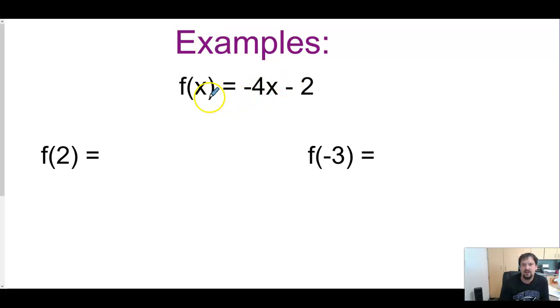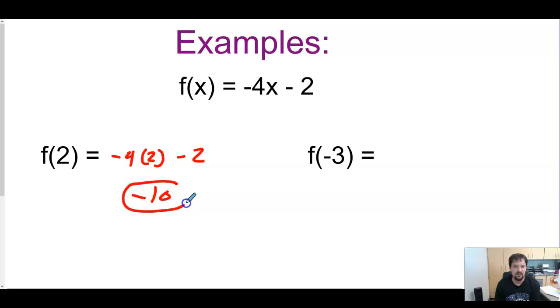So here I have f of x, or a function of x. Another way you can think of a function is a result. Like, what's the result after I plug in an x? Basically, that's what this is asking us. So it's asking what's f of 2. Well, we're going to do -4, and instead of an x, we're going to put the 2 in there, minus 2. -4 times 2 is -8, minus 2 is -10. So that is my y value. My x value was the 2, and my y value was -10.